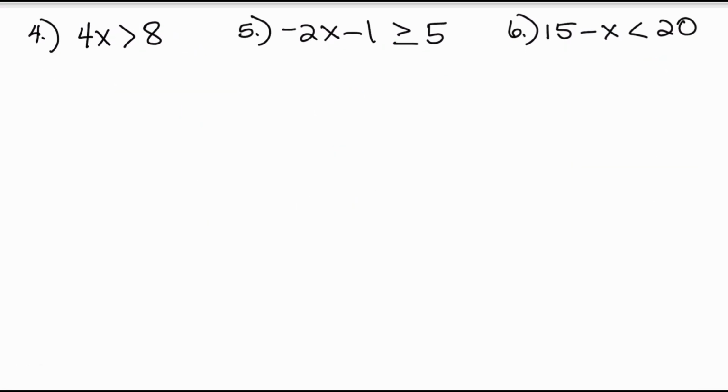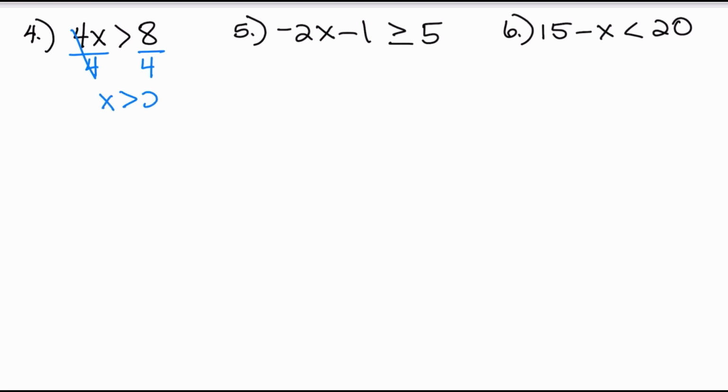What happens when I multiply or divide? Well, if you multiply or divide by a negative number, that is the only time that you're going to switch the inequality. In number 4, I have to divide both sides by 4, but I'm dividing by positive 4. So that means do not switch that inequality. I want all of the numbers that are greater than 2. So at 2, I have a parentheses and I shade to the right. That means that I'm starting at 2, headed towards positive infinity.